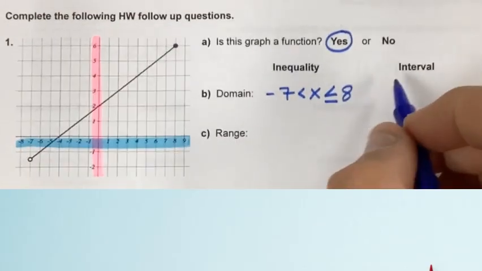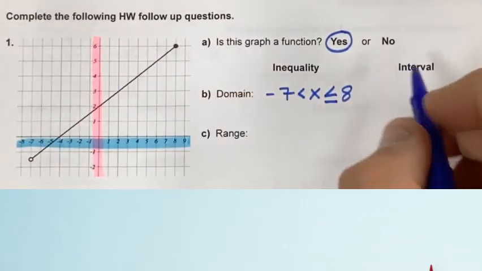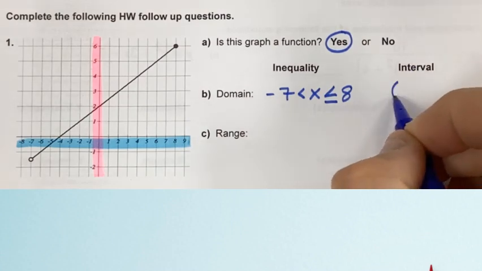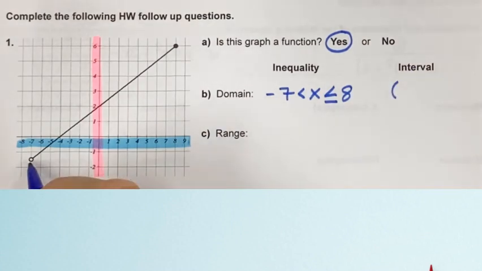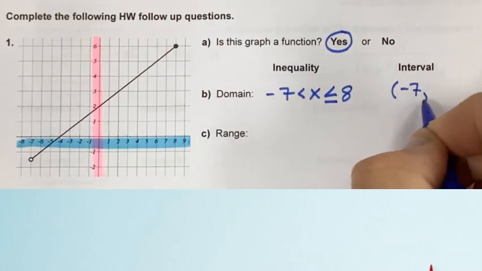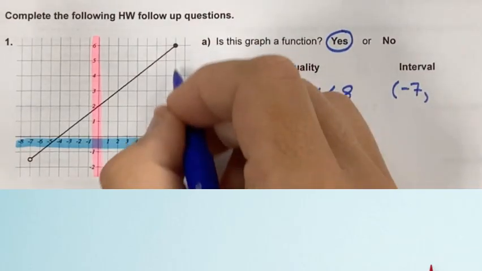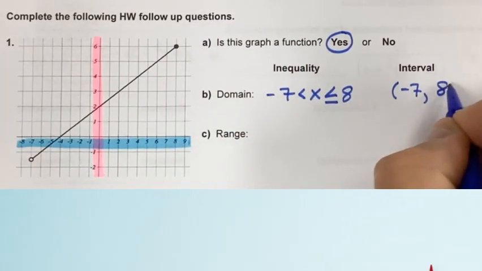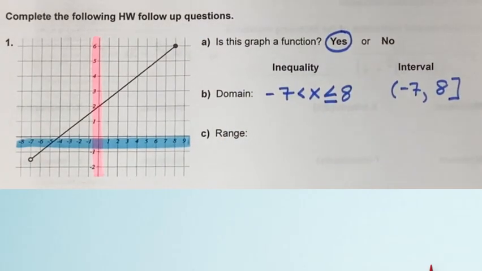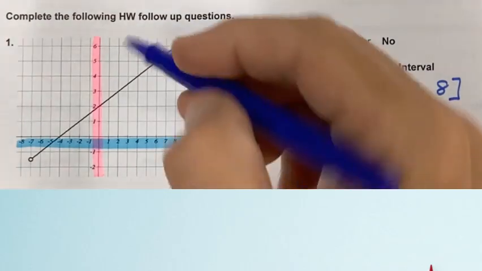Intervals show that same kind of relationship using parentheses and brackets. Parentheses show that the starting point is not included at -7, and the bracket that I'm going to show for 8 means that 8 is included, so we use a bracket to indicate that it's also part of the graph and equal to it.